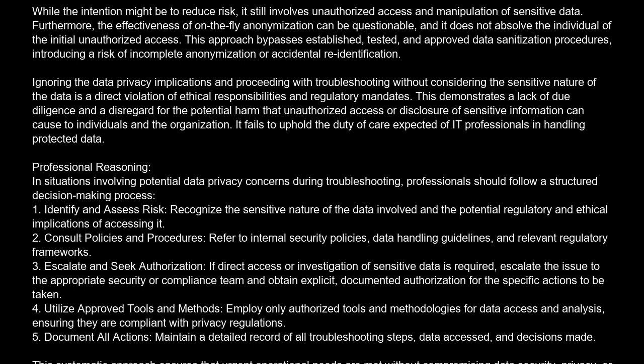If direct access or investigation of sensitive data is required, escalate the issue to the appropriate security or compliance team and obtain explicit, documented authorization for the specific actions to be taken. 4. Utilize approved tools and methods. Employ only authorized tools and methodologies for data access and analysis, ensuring they are compliant with privacy regulations. 5. Document all actions. Maintain a detailed record of all troubleshooting steps, data accessed, and decisions made. This systematic approach ensures that urgent operational needs are met without compromising data security, privacy, or regulatory compliance.